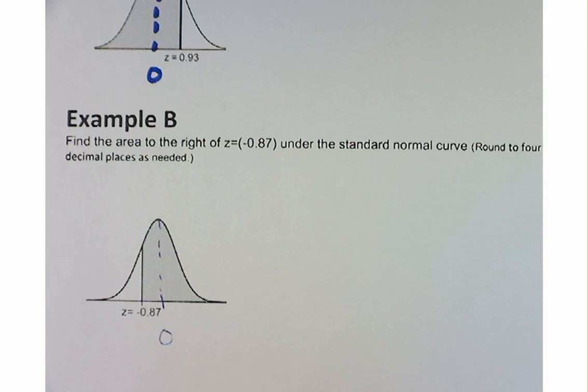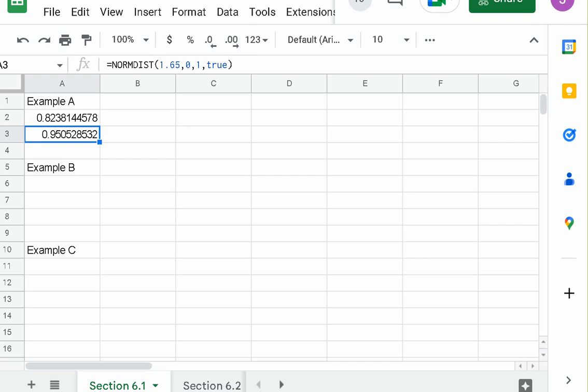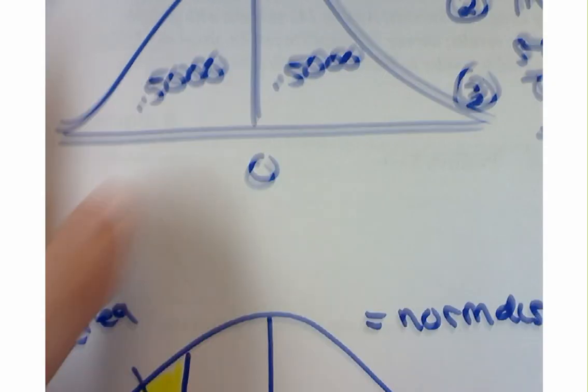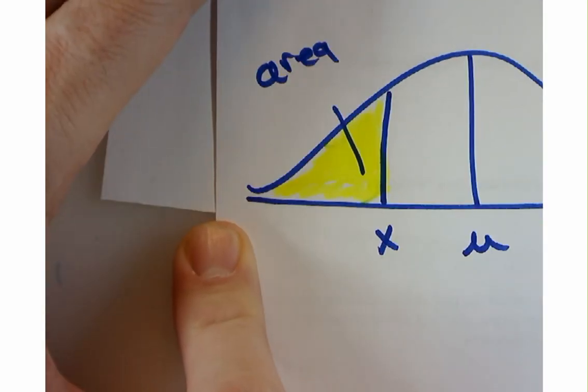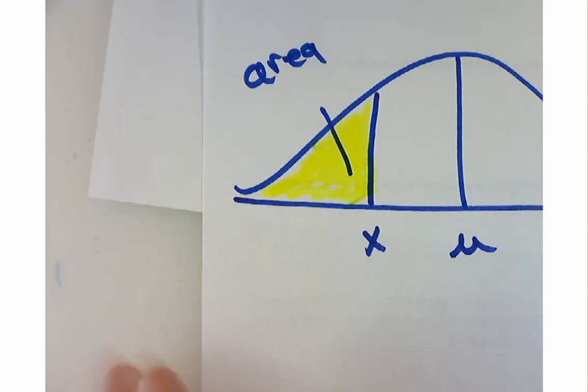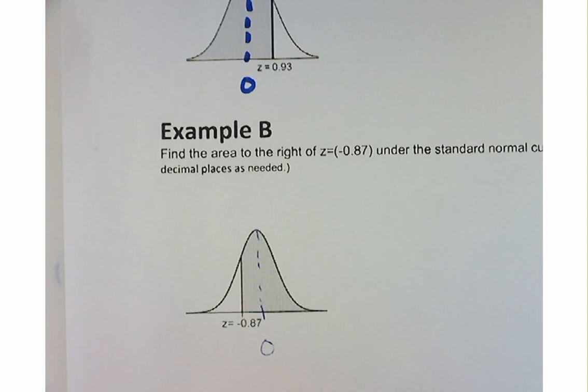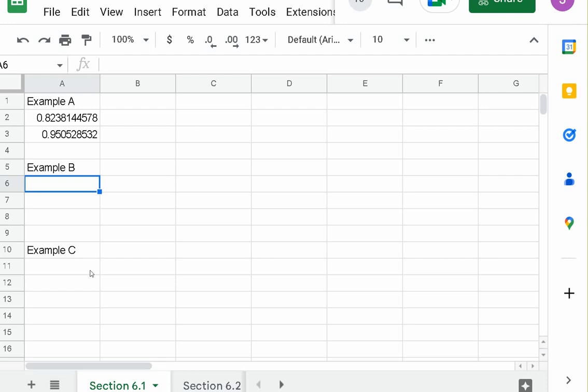If you're looking at these areas and thinking, all right, this is roughly what I expect, then at least you can know if you got the right answer. But let's keep in mind something. How does Google Sheets work? It doesn't give me the area to the right of a number. It gives me the area to the left of this number. So if I typed in norm inverse of negative 0.87, comma 0, comma 1, comma true, it's not going to give me what I want, at least not initially.